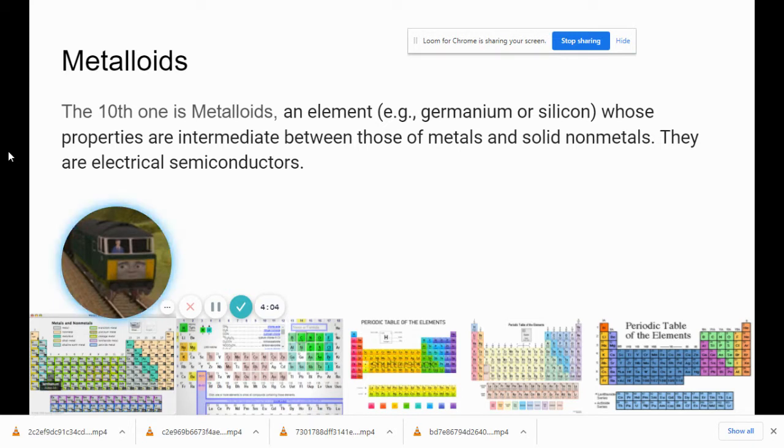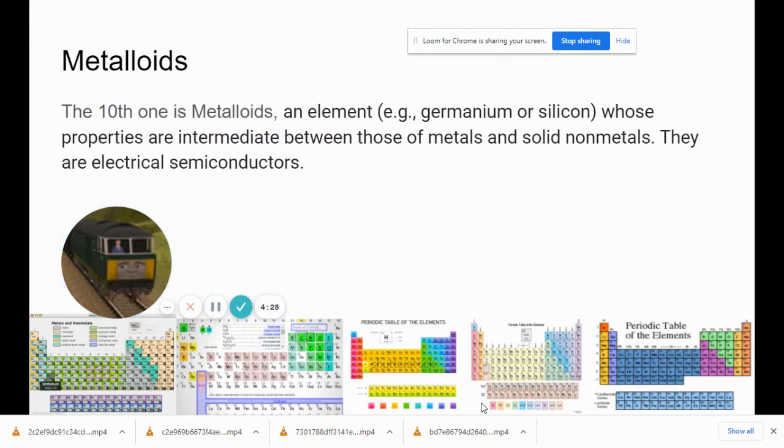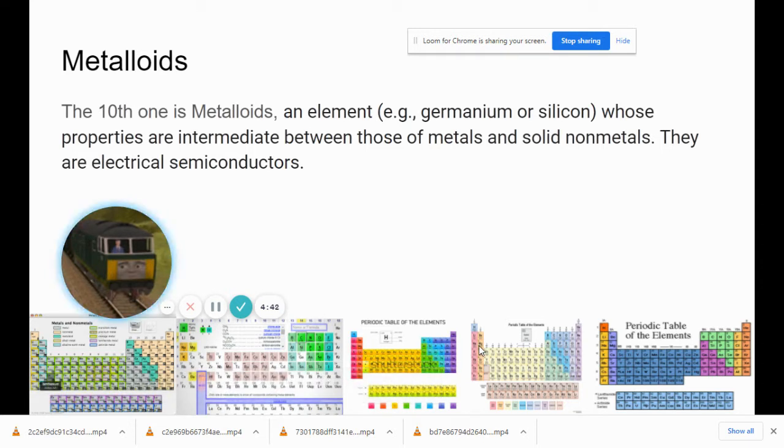The 10th one is metalloids. A metalloid is an element, e.g. germanium or silicon, whose properties are intermediate between those of metals and solid nonmetals. They are electrical semiconductors, which is located on the periodic table of the elements and can be explained. I'll show you the full definition. You guys can see what the page is actually like. Because this is metals and nonmetals, both can be explained. I'll show you the rest on screen.